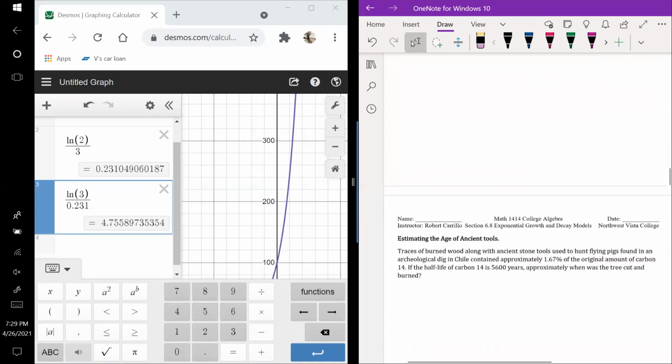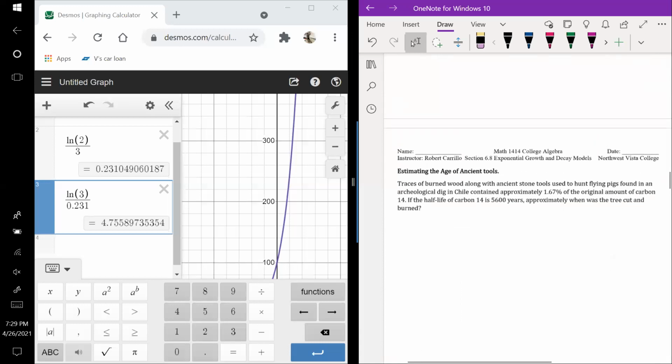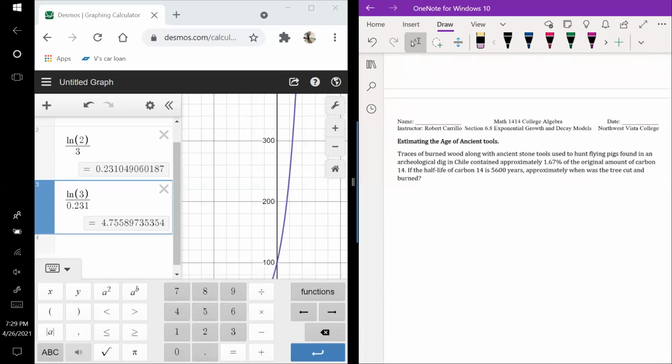Let's go ahead and check out decay. All right. So traces of burned wood along with ancient stone tools used to hunt flying pigs, maybe they existed, maybe they didn't, were found in an archaeological dig in Chile contained approximately 1.67% of the original amount of carbon-14. If the half-life of carbon-14 is 5,600 years, approximately when was the tree cut and burned? All right, cool. So we get to find out how old something is.